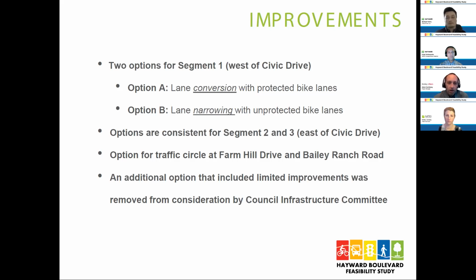There was a third option through the corridor, but we went to the Council Infrastructure Committee, I think, about a month or 2 ago, and they were more interested in some of the more substantial improvement options. And so we removed that from consideration. But if you're interested in that, you can go back to the CIC meeting information. Next slide.